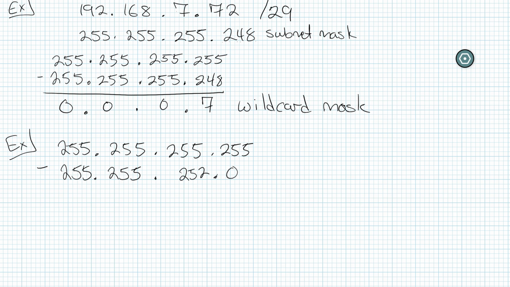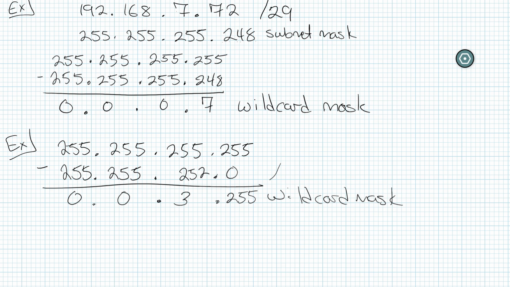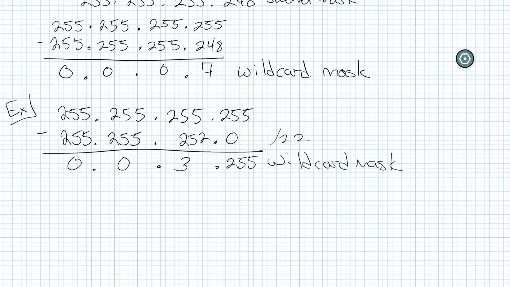So the way that we can calculate that is we're going to separate or subtract each octet. So 255 minus 0 gives me 255. 255 minus 252 gives me 3. 255 minus 255 is 0. 255 minus 255 is 0. So in doing so, we can figure out what the new wildcard mask is. Okay, so this is the wildcard mask for a /22 network. This is a wildcard mask for a /29 network. And we can kind of work from there. And that's essentially how you're calculating wildcard masks.